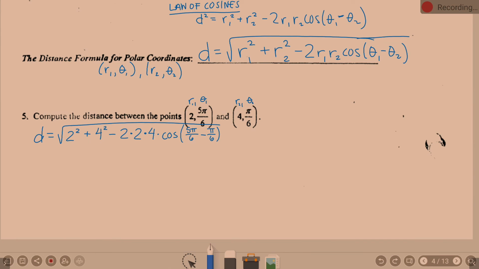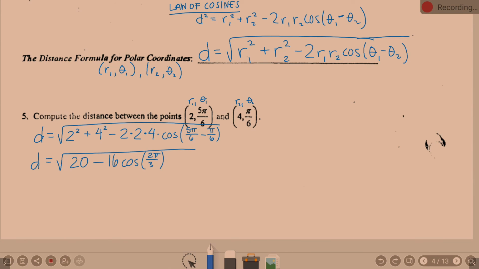Okay, let's do some cleanup. What do you know about 2 squared? 4. 4 squared? 16. Plus 16 is 20. And so 4 plus 16 is 20. Minus, what do you know about 2 times 2 times 4? 16. Times cosine of, what do you know about 5 pi over 6 minus pi over 6? 4 pi over 6, which becomes 2 pi over 3. That was some good cleanup there.